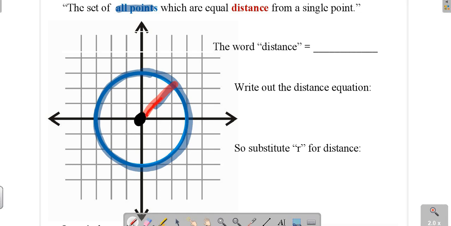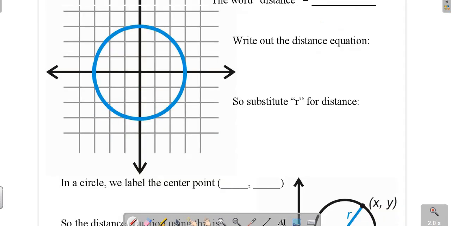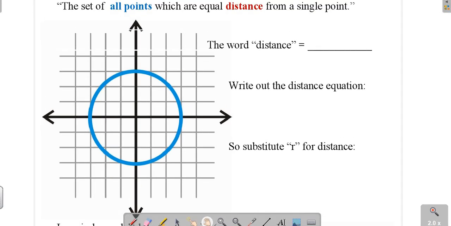When we say equal distance, it means all of these points are equal distance from the same point. When I said that word distance, you should have noticed what we actually traced was the radius of the circle. So this is what I'd like you to associate with. The word distance is now being associated with the word radius from this definition. So let's start by writing out the distance equation.